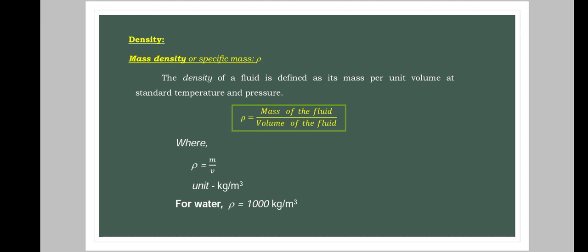The first thing is density. Generally, density is defined for a fluid as its mass per unit volume at a standard temperature and pressure. So the formula for density is mass of the fluid by volume of the fluid. So density is equal to mass by volume. The unit of the density will be kg per meter cube. So the density for normal water, the value will be 1000 kg per meter cube.